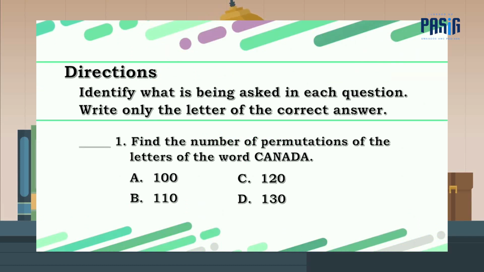Identify what is being asked in each question. Write only the letter of the correct answer. Number one, find the number of permutations of the letters of the word Canada. A, 100, B, 110, C, 120, and D, 130. The correct answer is letter C.